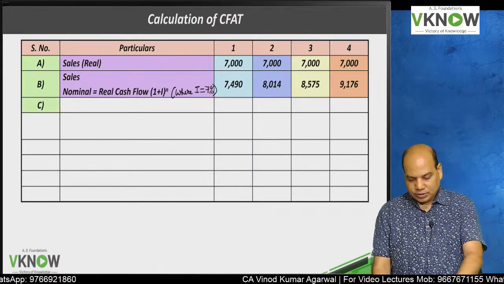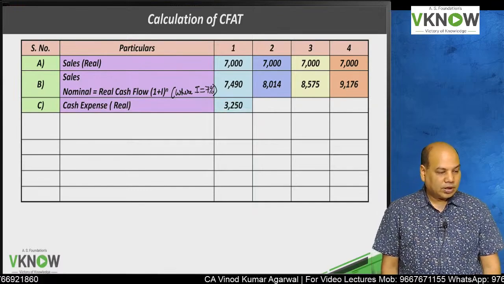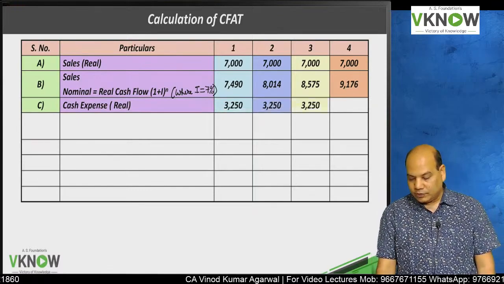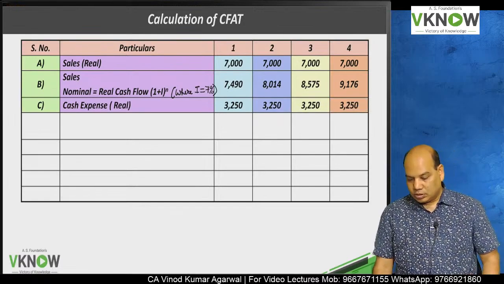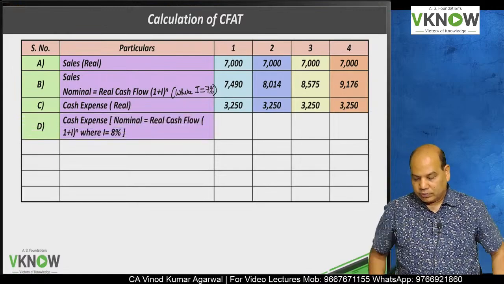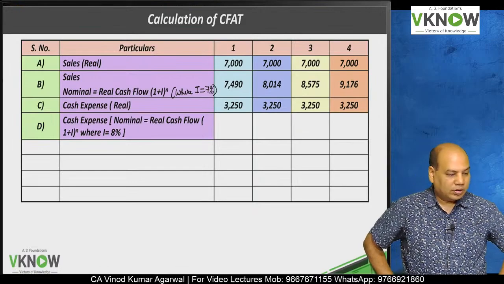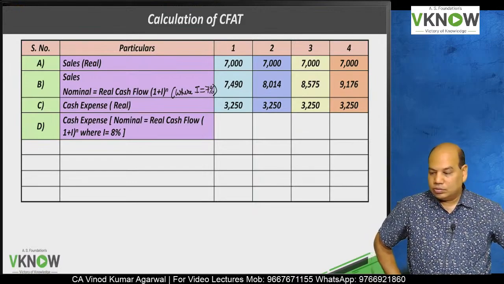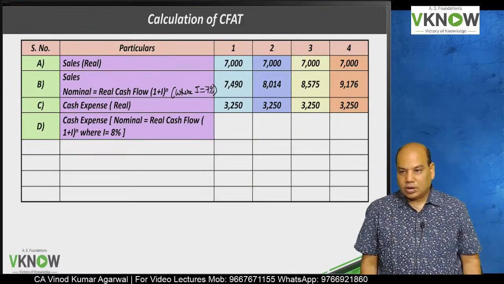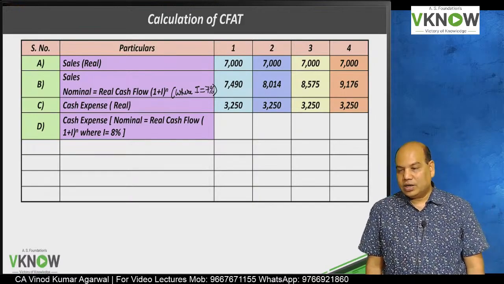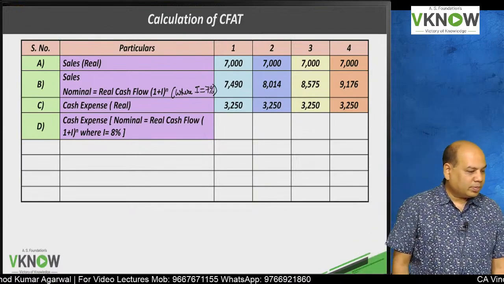Next point, number C. Cash expense real. Copy from the book. Now write down cash expense nominal. Nominal is equal to real cash flow into 1 plus I to the power n, where I is equal to 8%.